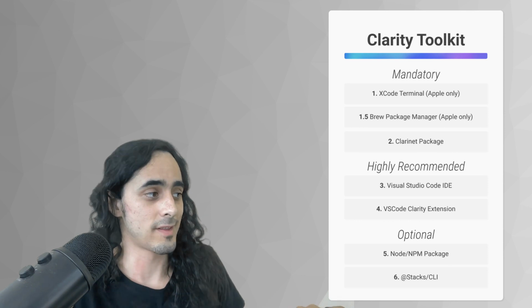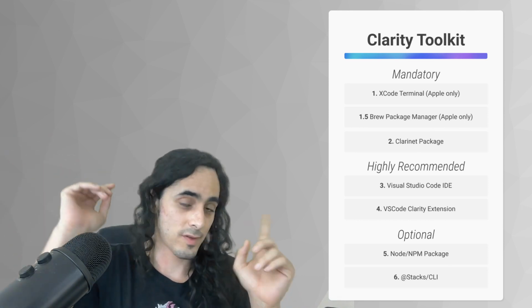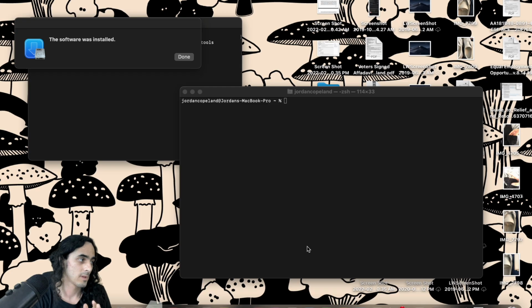We're in the middle of installing our software, and as you can see on the screen here, we have our command line permissions installed. So we're going to go ahead now and try installing Clarinet.